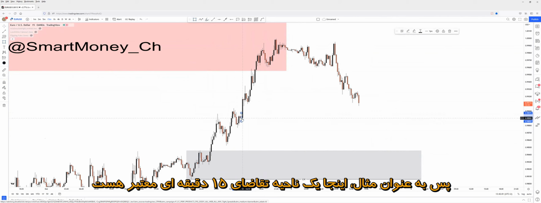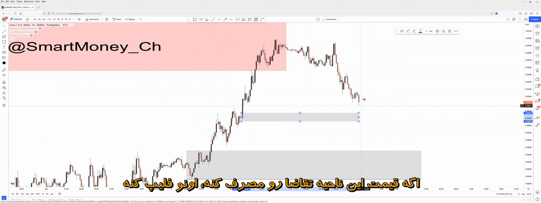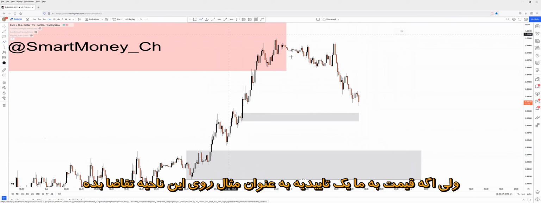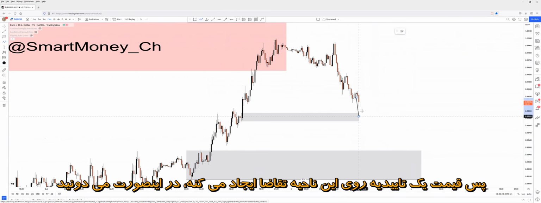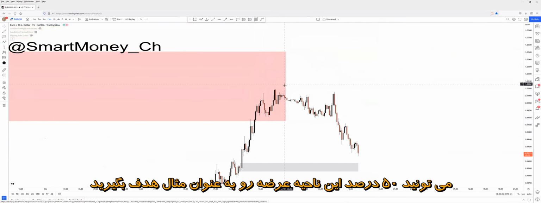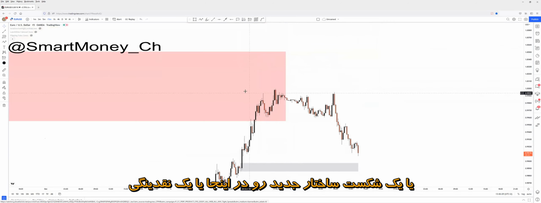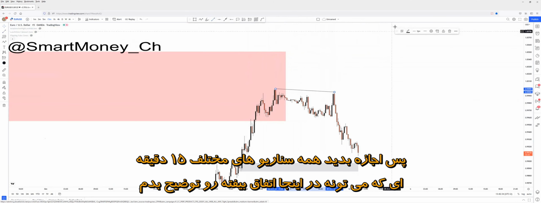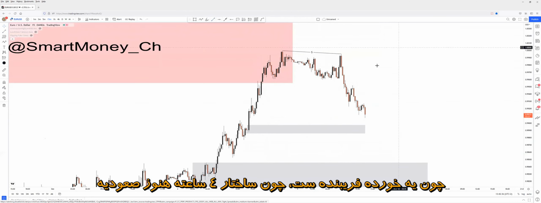So for example, here's this 15-minute valuable demand zone. If price mitigates this demand zone, flips this demand zone, that will be a good entry opportunity, targeting down to this demand zone right here. But if price prints a confirmation on this demand, then you will be able to target the 50% of this supply, or the new breakout structure here, or some liquidity right here, because here's liquidity on the upside. So let me just explain every single 15-minute scenario that could happen here, because it's a bit tricky.